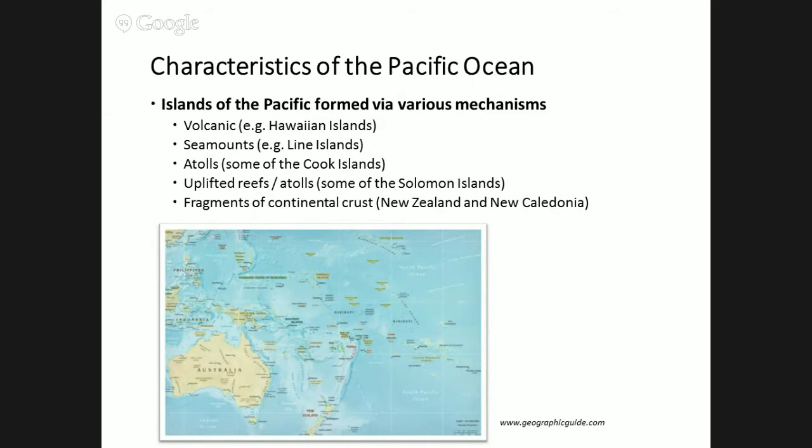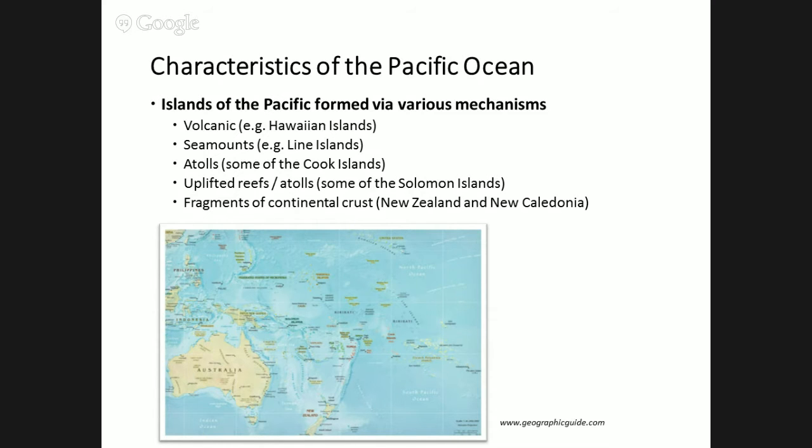An example of this would be the Line Islands. Some are atolls, and there's a whole series of these around the Pacific. The Cook Islands, or some of the Cook Islands, are a good example. Some of the islands are in fact uplifted reefs or atolls, and some of the Solomon Islands qualify in this category. And then there are some that are essentially fragments of continental crust. That is, they are not oceanic in origin at all, but broke off of much larger land masses. Places like New Zealand and New Caledonia.